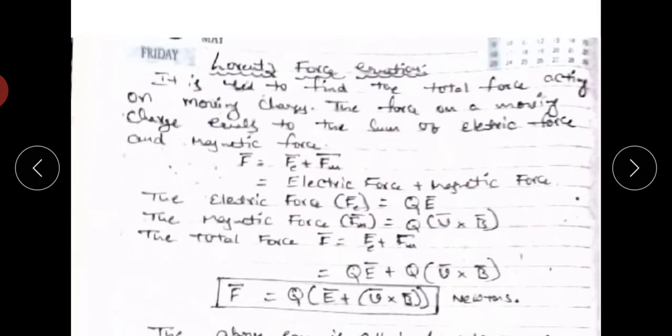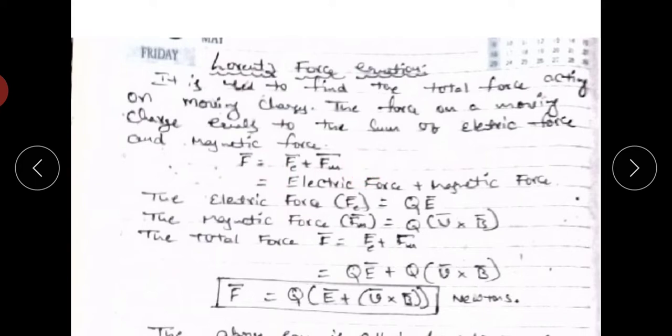Next, the Lorentz force equation. Generally it is used to find the total force acting on moving charges. The force on a moving charge equals the sum of the electric force and magnetic force. If a stationary charge is present in a field, it has electric force. If a moving charge is present in a magnetic field, it has magnetic force. If a moving charge is present in a magnetic field, it has both magnetic force and electric force. Here total force equals electric force plus magnetic force.